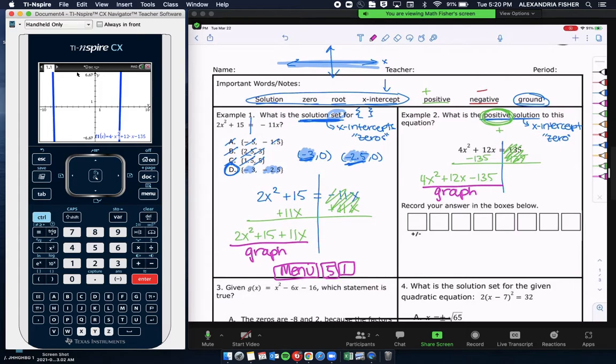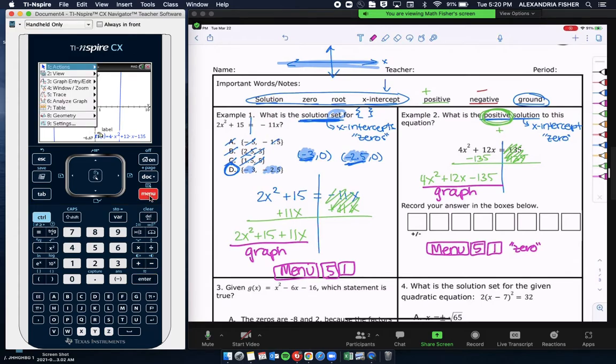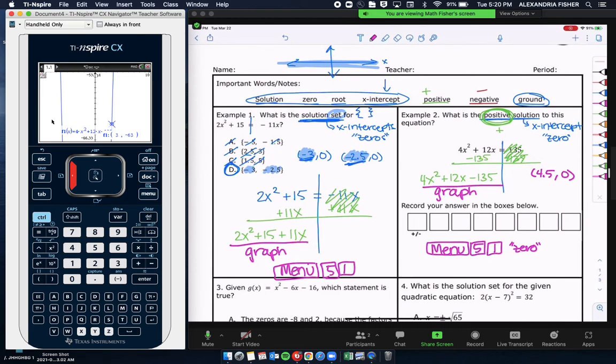Okay, so then to check our points, we're going to do Menu 5 1. Remember, we're looking for that word zero. Menu 5 1. Another thing is, if you look at the top of the graph, you can see the tally marks. Like right here, these little bitty lines, those are your tally marks. So keep going up past it. So I have this point, 4.50, and I see the other point is on the left side, so I have to go all the way to the left.